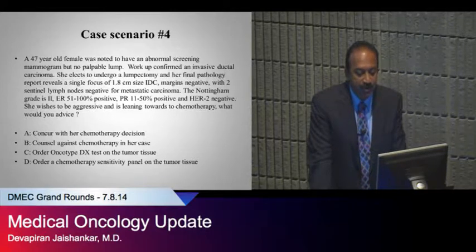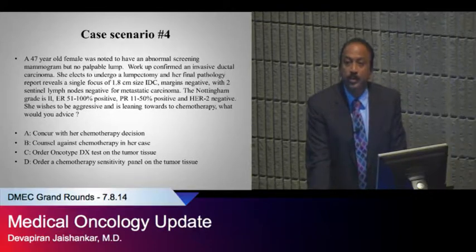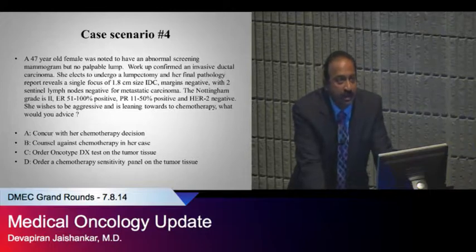The Nottingham grade is 2, ER 51 to 100% positive, which is strongly positive. PR is 11 to 50% positive, and the HER2 is negative. She wishes to be aggressive and is leaning towards chemotherapy. What would you advise? She's 47, obviously in shock with this diagnosis of breast cancer. So she wants chemotherapy. What would you do?